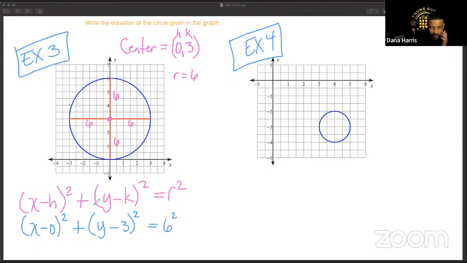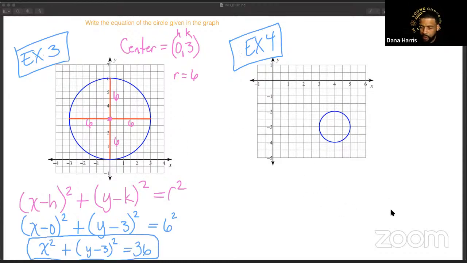All right, now let's simplify. Let's move this over here. Get out of the way, homie. All right, x minus 0 is x. So x squared plus y minus 3 squared equals 6 to the second power, which is 36. So this is your equation of your circle. Okay, that's it. All right, let's look at this one.